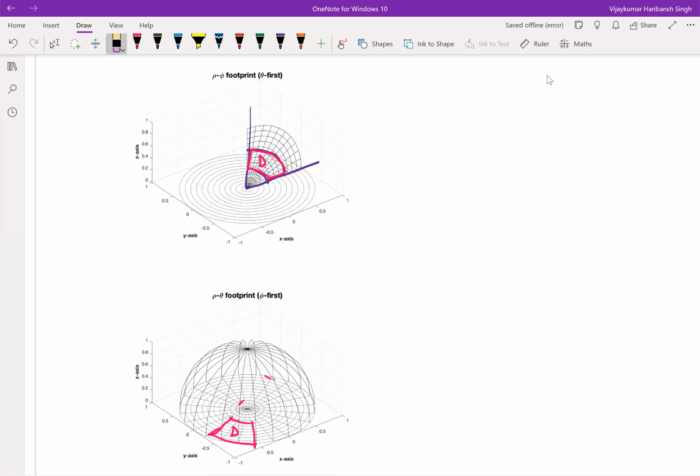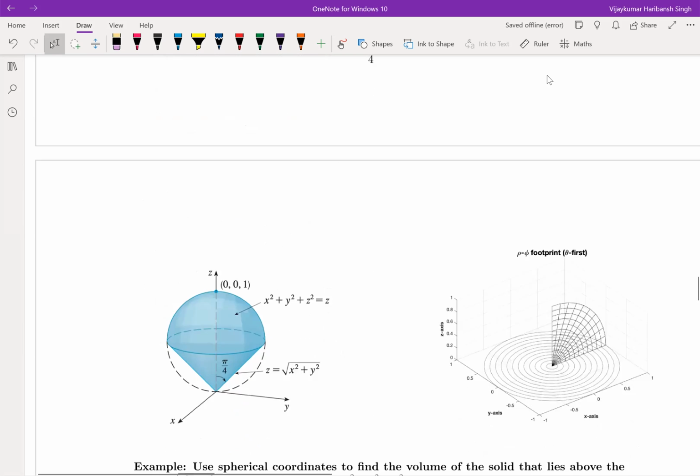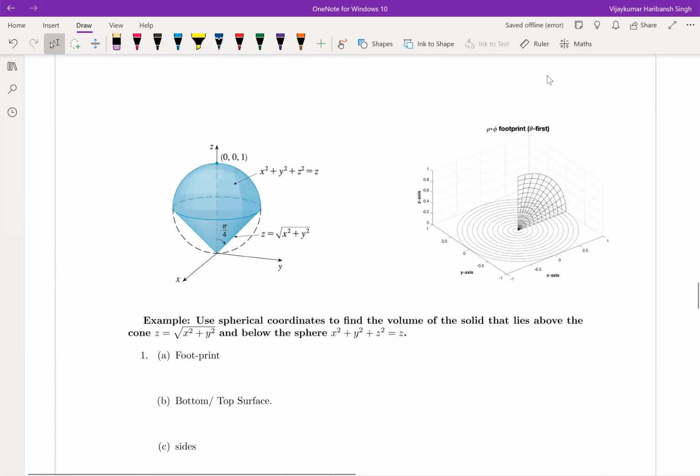So now let's work through a few problems so that things become clearer. Use spherical coordinates to find the volume of the solid that lies above the cone z equals square root of x squared plus y squared. So z equals square root of x squared plus y squared is a cone of the following form, right? It's a big cone like that.